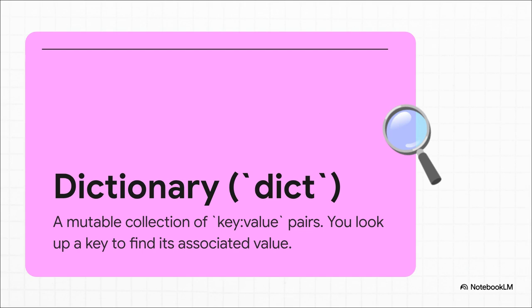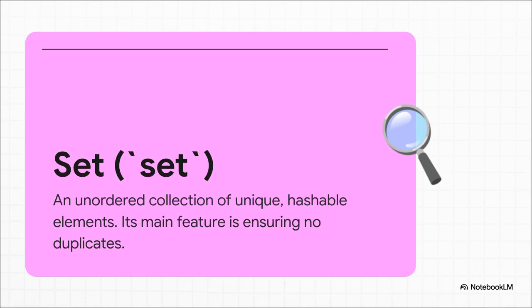And honestly, the name is the perfect analogy. When you use a real dictionary, you don't care if the word apple is the first entry or the 500th. You just flip to apple, the key, to find its definition, the value. Python dictionaries work the exact same way, and they are incredibly fast for looking up information when you have a unique key. And our last major container is the set.